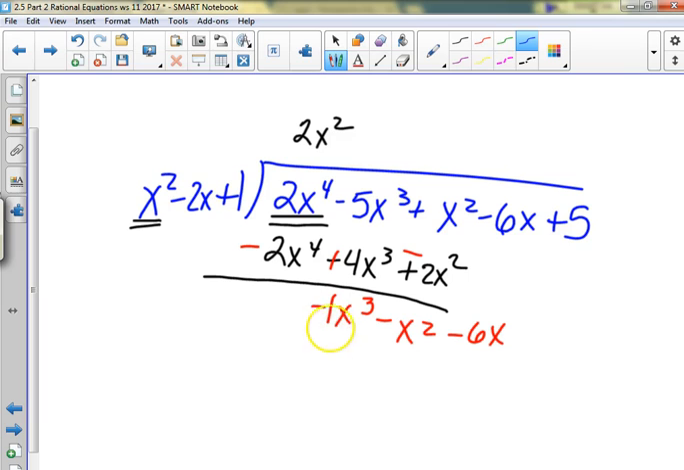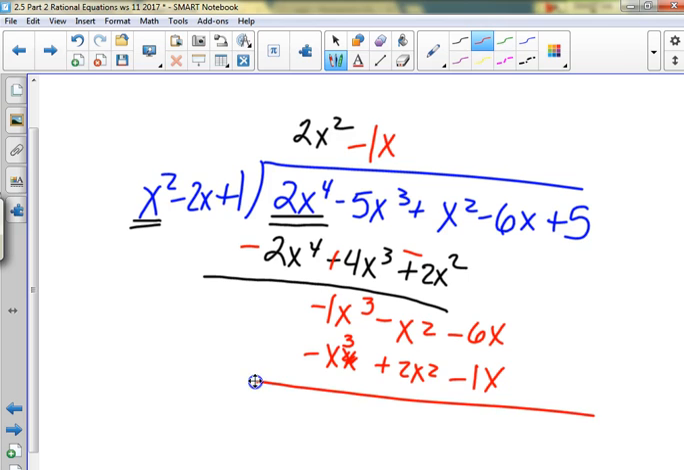Yes, I need x squared to become exactly negative 1x cubed. So I need to multiply by negative 1x, yes? Okay. When I distribute, I'll have negative 1x cubed, yeah, plus 2x squared minus 1x. Okay, again, changing the signs, and I'll do it in a different color so we can tell we changed the signs. Negative 3x squared minus 5x plus 5.